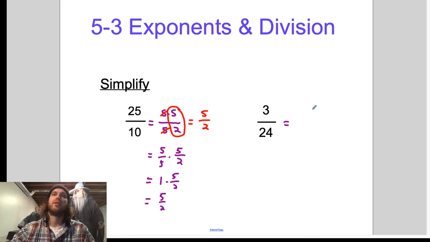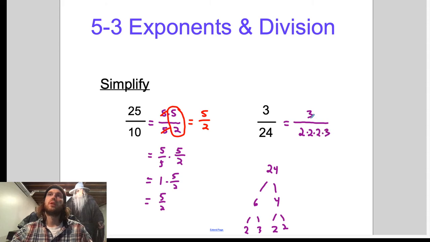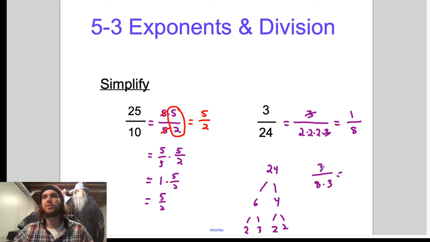So if we're simplifying 3 over 24, what do we do there? Well, 3 goes in the top. We can write the prime factorization of 24 in the bottom. If you want to break that apart, you can. 6 times 4, which is 2 times 3, and then 2 times 2, which is 2 times 2 times 2 times 3. And then our 3's cancel, and we are left with 1 over 8. 2 times 2 times 2 is 8. Now, if you were really clever here, you could have said, hey, why don't I just break apart 24 so that there's a 3 in the factoring? 8 times 3 is 24. Cancel, cancel. 1 over 8 also works.